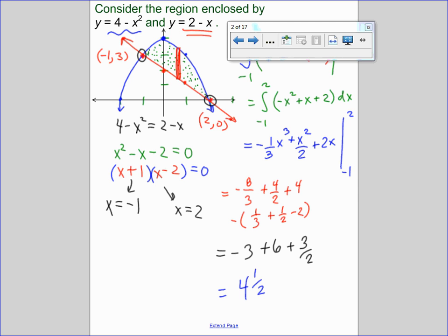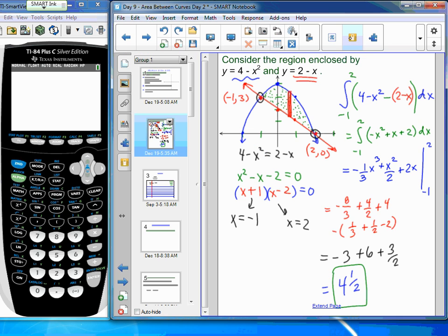Or 9/2. Raise your hand if you had 4.5 or 9/2. You already get that? No? Okay. So did we jump in too soon? Well, let's see.